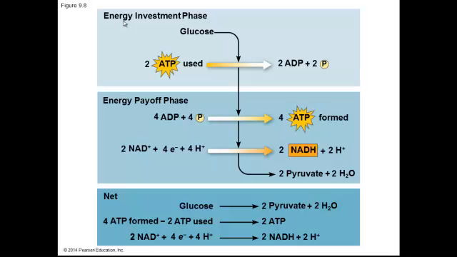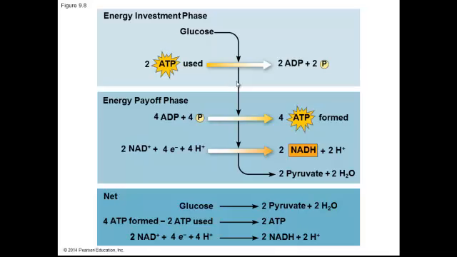In the first phase, the energy investment phase, a couple of things happen. Well, one major thing happens here. 2 ATP must be invested or used to get the pathway going. Think of it like when you invest money. You have to have money to make money. So in order for glycolysis to happen, 2 ATPs are invested, and they phosphorylate glucose.